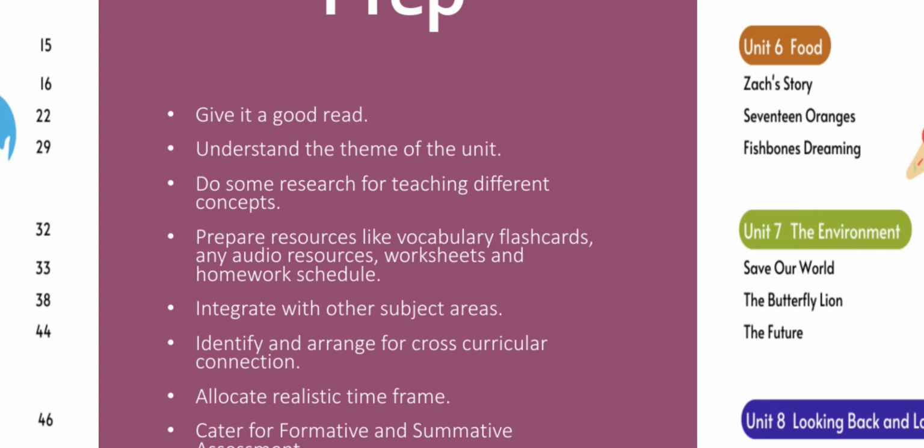Allocate realistic time frame. When I say realistic time frame, I mean that sometimes we tend to allocate the same number of days for every unit when we are doing scheme of work at the beginning of the year. It is not necessary that every unit will take the same amount of time. There are some units maybe that will take 15 days, there are others that might take 20 days, and there are others that will still take 12 days to complete. So by looking at the unit, by reading it, by doing the research, you can very clearly estimate the amount of time that is required for completing that unit.